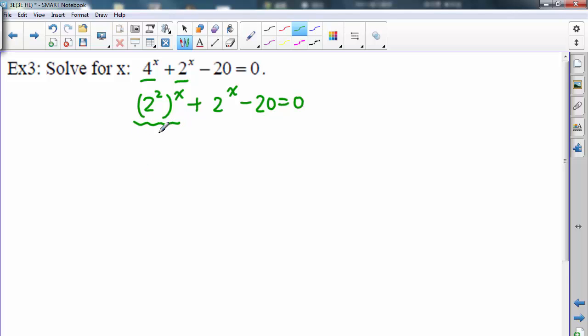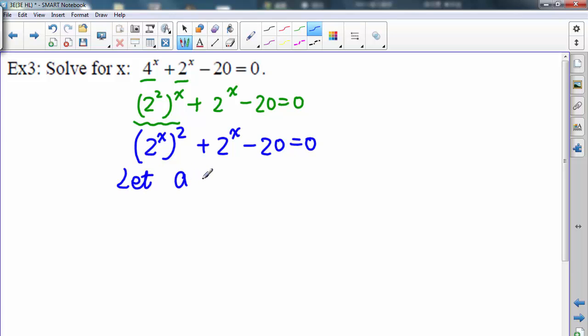We talk about this one in 3D already. So this one is the same as (2 to the power of x) squared plus 2 to the power of x minus 20 equals 0. So let's look at which equation we should solve first.